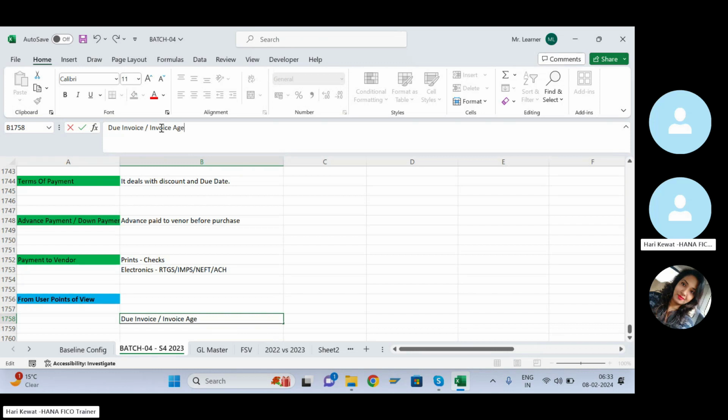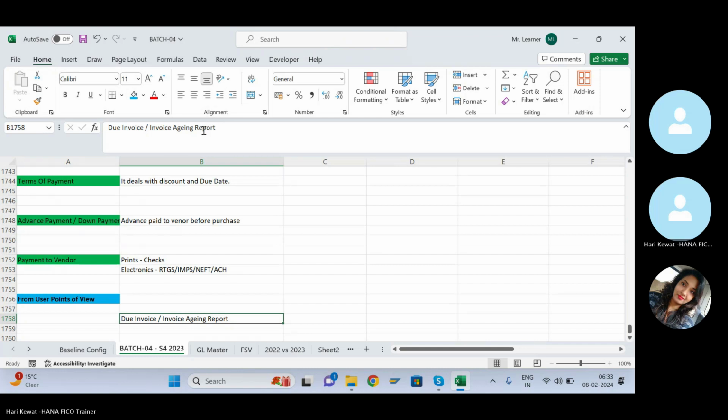Aging report means which invoices are due and on which date, or you can put the days gap also. For 0 to 10 days, how many invoices are due. 10 to 20, 10 to 30 days, how many invoices are due, 30 to 90 days, how many invoices are due. That is known as an aging report. So the user is more concerned about the aging report.